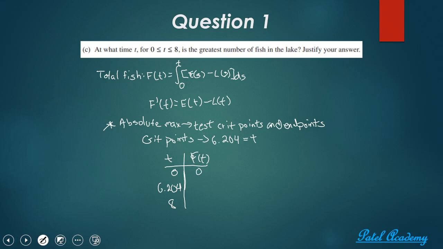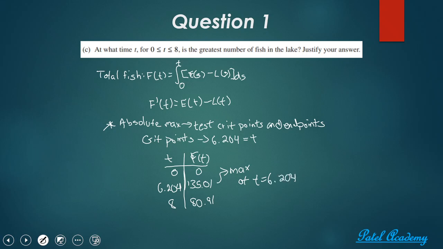When t equals 6.204, my value of the number of fish is 135.01. And then when t is equal to 8, my value is 80.91. And so what do I get? Well, because at this critical point we have the most amount of fish, this is our maximum. So we see there's a maximum at t equal to 6.204.